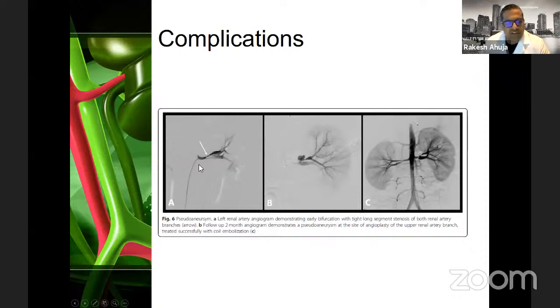Here again, we see the left renal artery, which shows early bifurcation. There is a pseudoaneurysm after the angioplasty of the tight long stenosis, and that pseudoaneurysm at the site of the angioplasty was embolized with coils, and this is 2 months post-embolization, and it still is nice and patent.